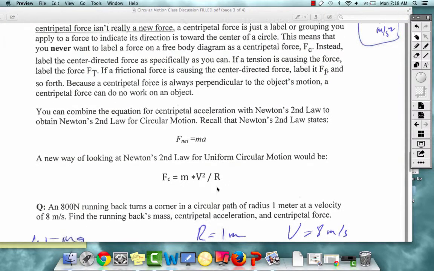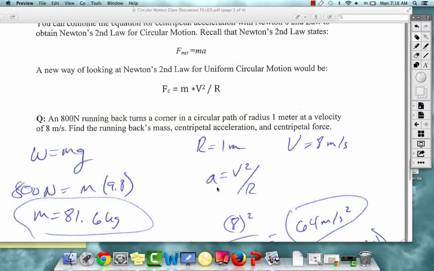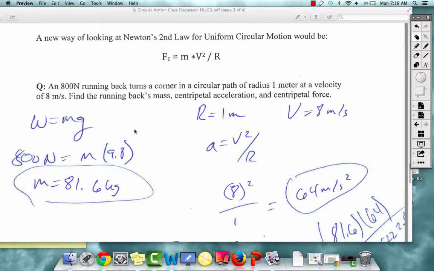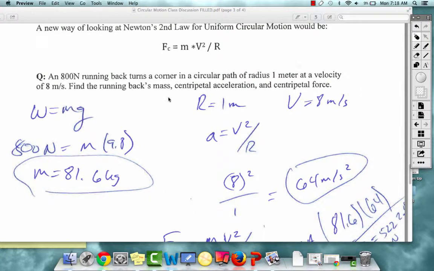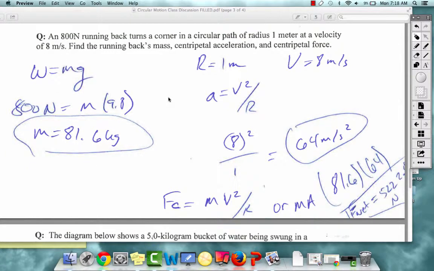All right, let's try an example problem and see what this might look like. An 800 Newton running back turns a corner in a circular path of radius 1 meter at a velocity of 8 meters per second. Find the running back's mass, centripetal acceleration, and centripetal force.